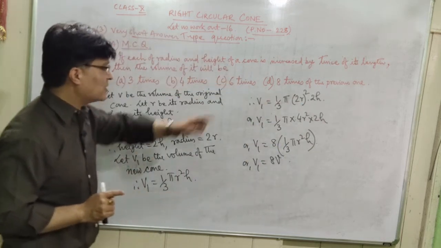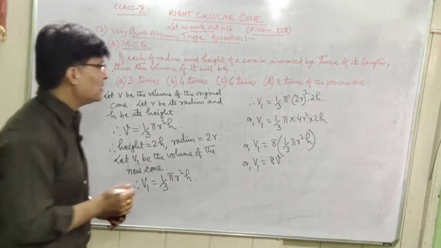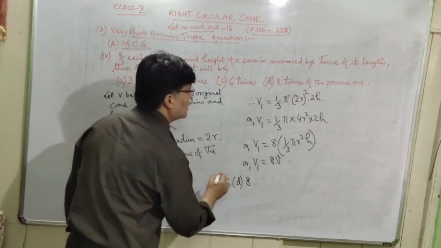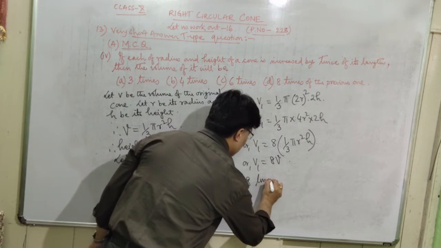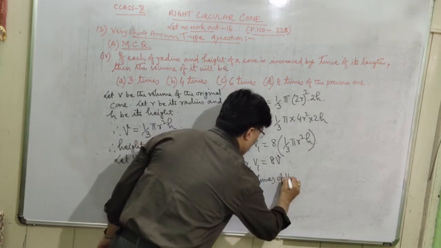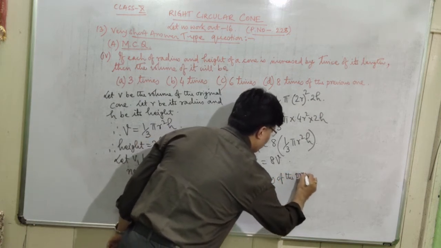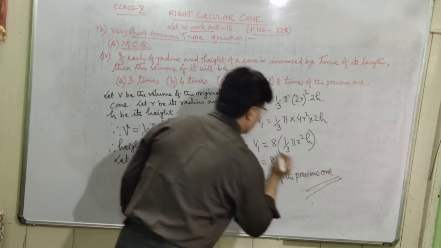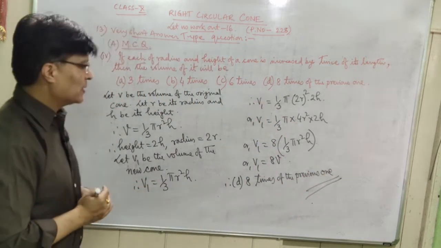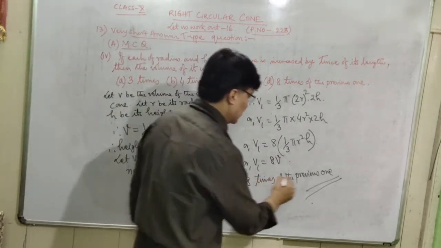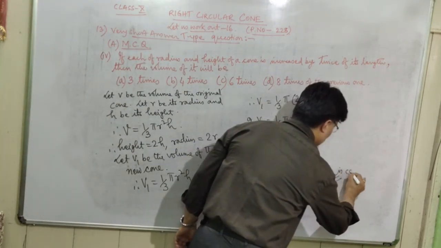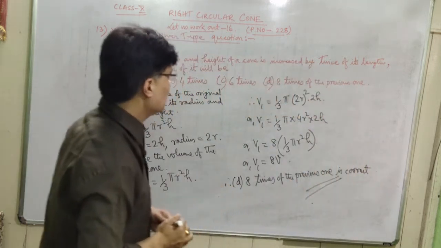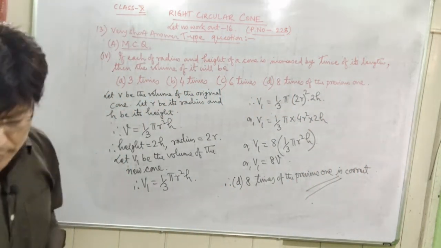So which is the correct answer? Option D is the correct answer. So therefore D, 8 times of the previous one. This is the correct answer. So I think you have understood it. You can copy it. Now we'll do the next question.